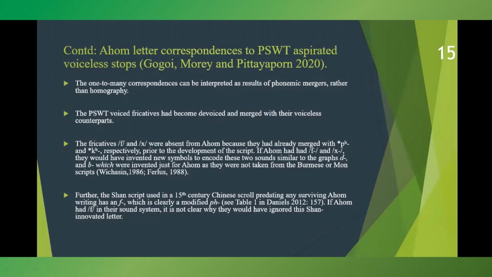Why? Because if Ahom had f and h, they would have invented new symbols to encode these 2 sounds, similar to the graphs d and b, which were invented just for Ahom as they were not taken from the Burmese or the Mon scripts. Further, the Shan script used in a 15th century Chinese scroll predating any surviving Ahom writing has an F, which is a clearly modified form of the per graph.